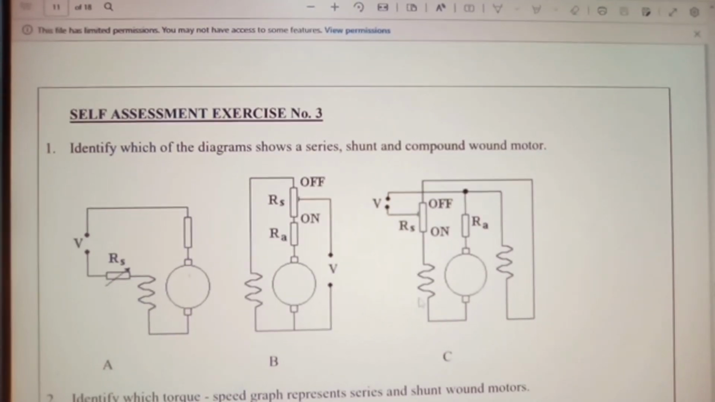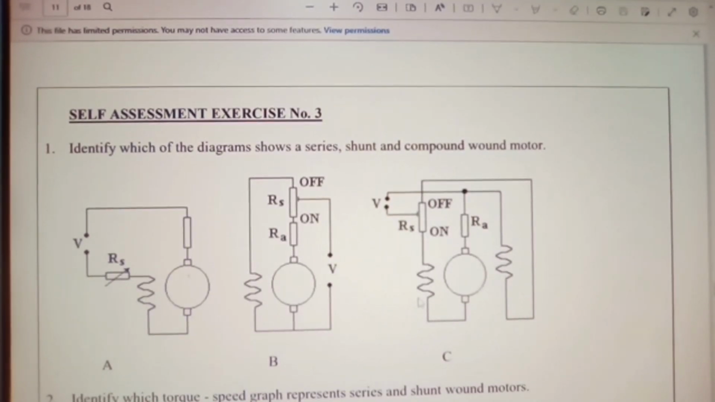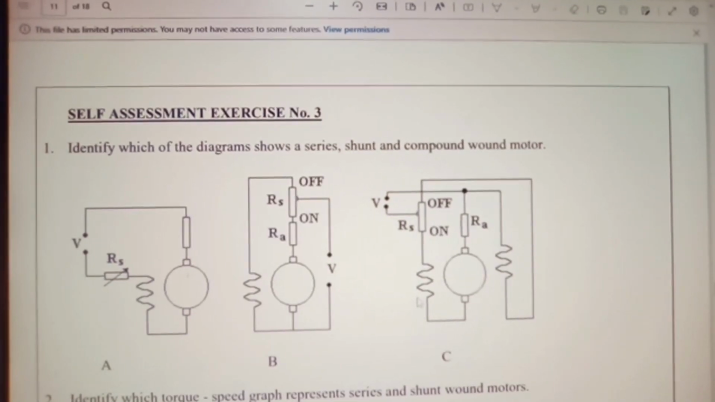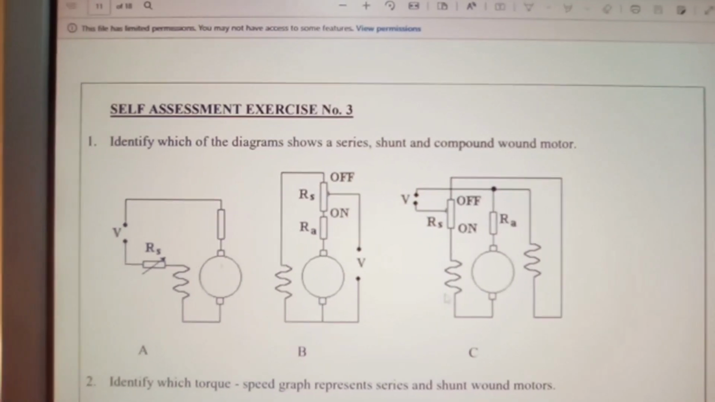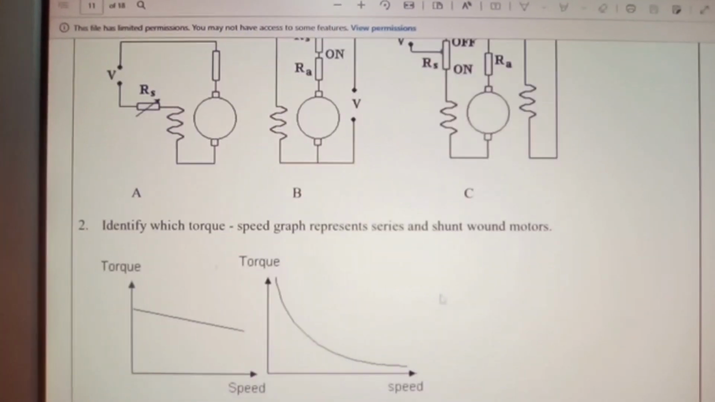Now identify which of the diagrams shows a series, shunt and compound wound motor. Okay, simple enough, nothing too difficult. That's a simple case for you to do.